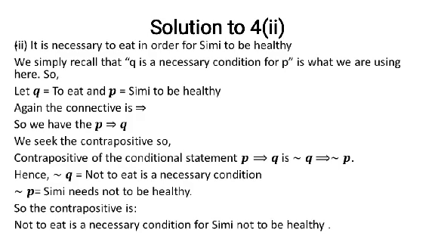Contrapositive means we're looking for negation Q implies negation P. So hence what do we do? Negation Q. We know Q is to eat. What's negation Q? Not to eat is a necessary condition. And what is negation P? Simi needs not to be healthy. So if you combine the two of them together, what you get as our contrapositive sentence is simply not to eat is a necessary condition for Simi not to be healthy.